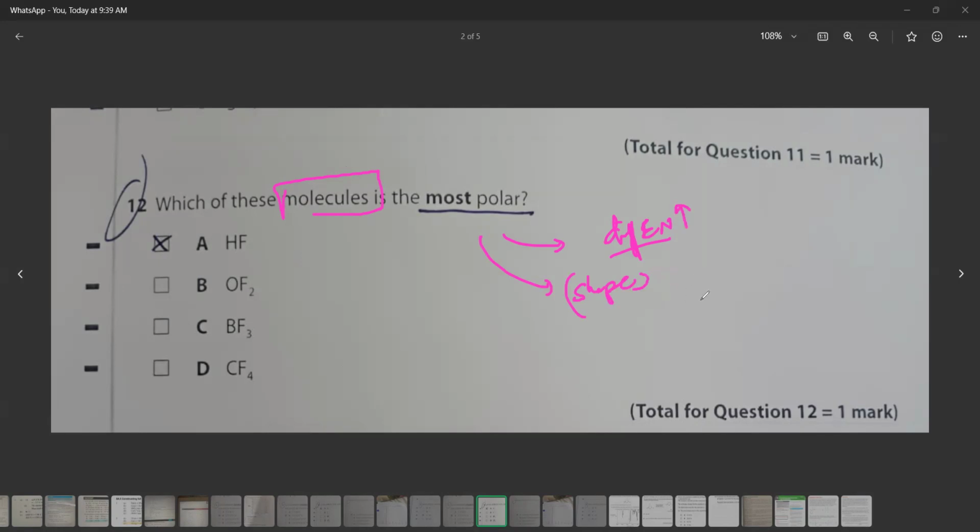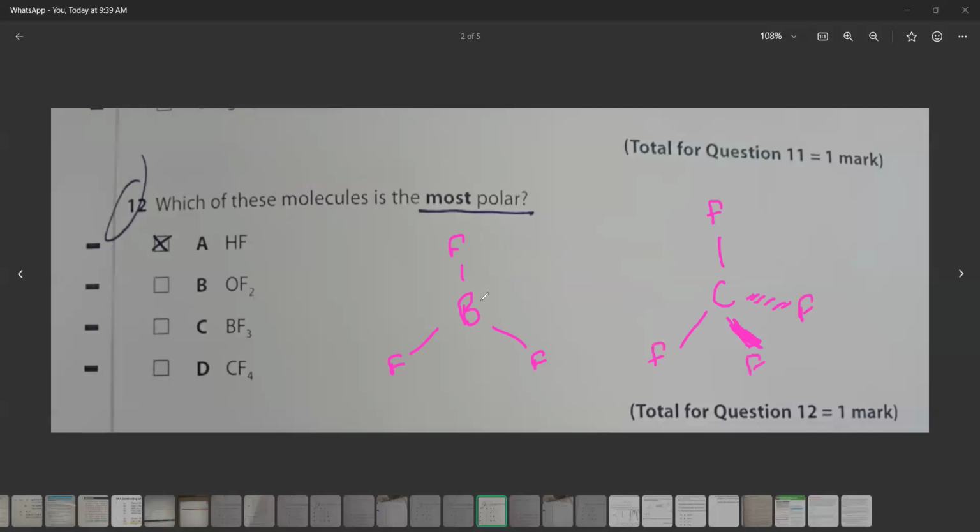It cannot be trigonal with identical atoms, or tetrahedral with identical atoms, because they also cancel out each other. Like if I have BF3, or CH4, even though the bonds are polar, the overall dipole moment of the molecule will be 0. And CF4 as well. They are non-polar molecules because, even though the bonds can be polar, the molecular geometry cancels out each other, like symmetrical molecules.